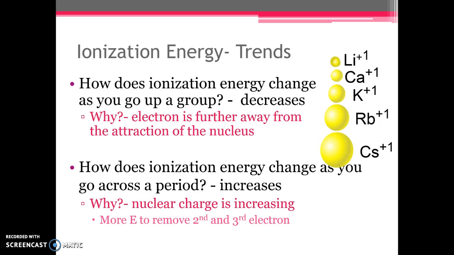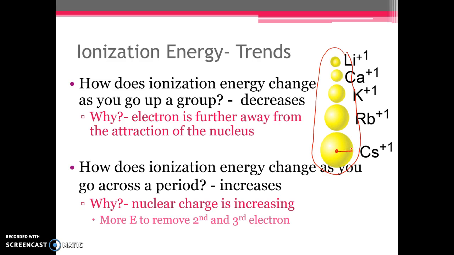As you go down a group on the periodic table, the ionization energy is going to decrease. Why? Because the electron is further away from the attraction of the nucleus. Look at the size of these atoms. If the electron we're removing is in the valence shell on the outside, the one that's going to be the easiest or the least amount of energy to remove is the one that's bigger.